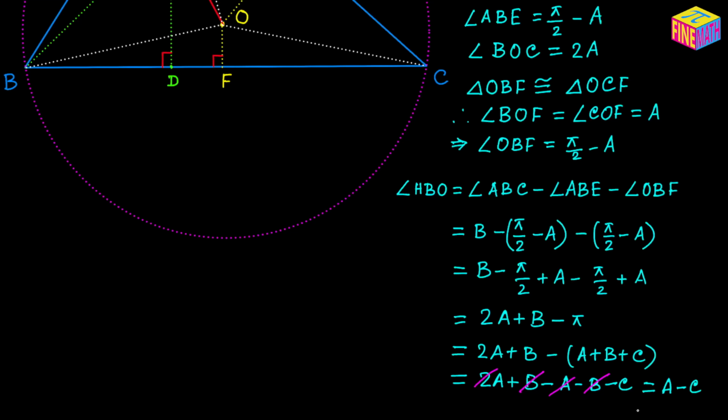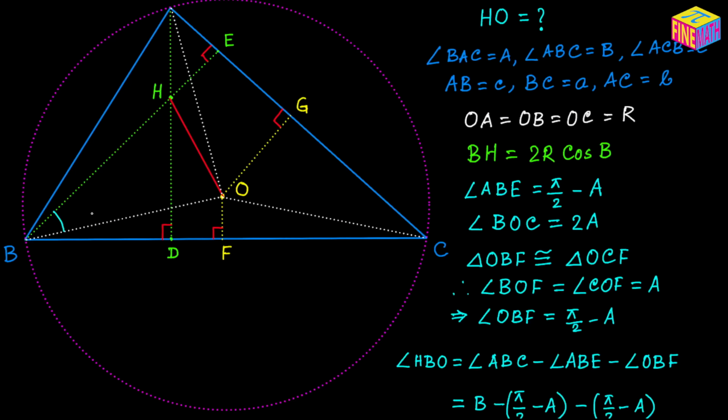Now that we know the size of the angle HBO, let me make a note there. So this angle is looking like A minus C, and also we know the length of BH, that is 2 times R times cosine of B, and also we know the length OB, which is actually equal to uppercase R, that's the circumradius. So now if you think about this triangle HBO, we know the two side lengths, we know the angle contained between those two sides, so we can easily use the cosine law to find out the value of HO. So let's try that.